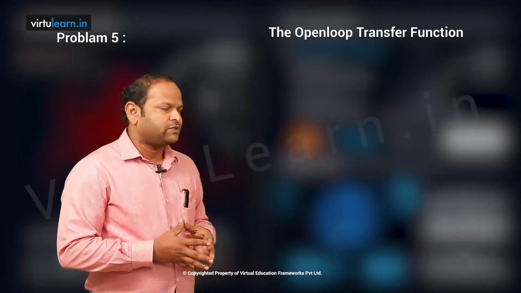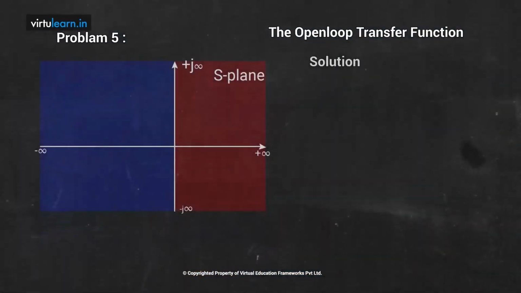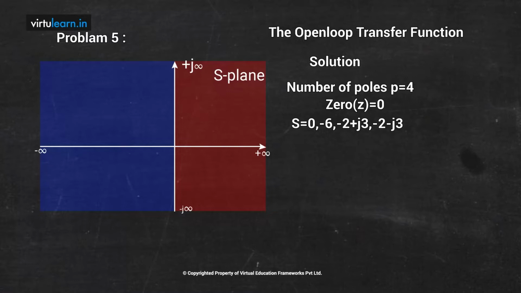Now we know the steps. Step 1 is locating poles and zeros. How many poles are there? 4 poles, so P is equal to 4. There are no zeros, Z is equal to 0. And what are the pole locations? We have s = 0, -6, -2 + j3, -2 - j3. So these are the 4 poles available.